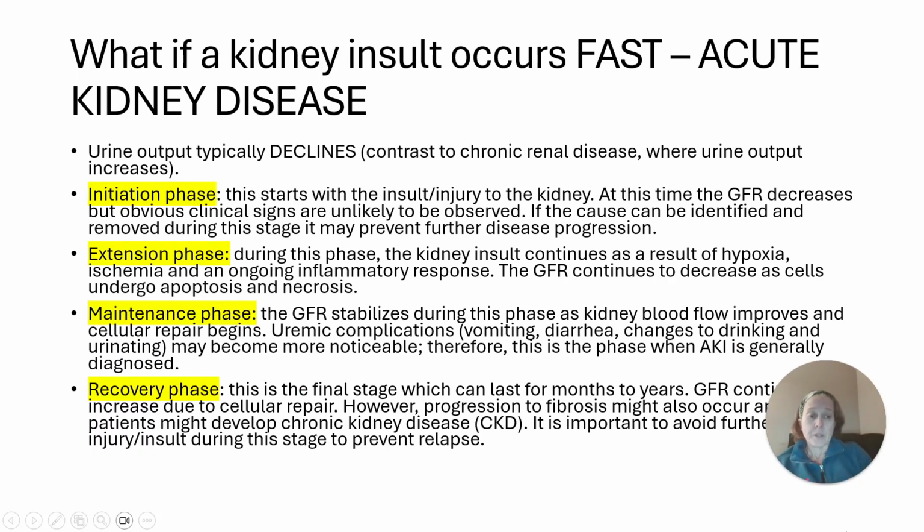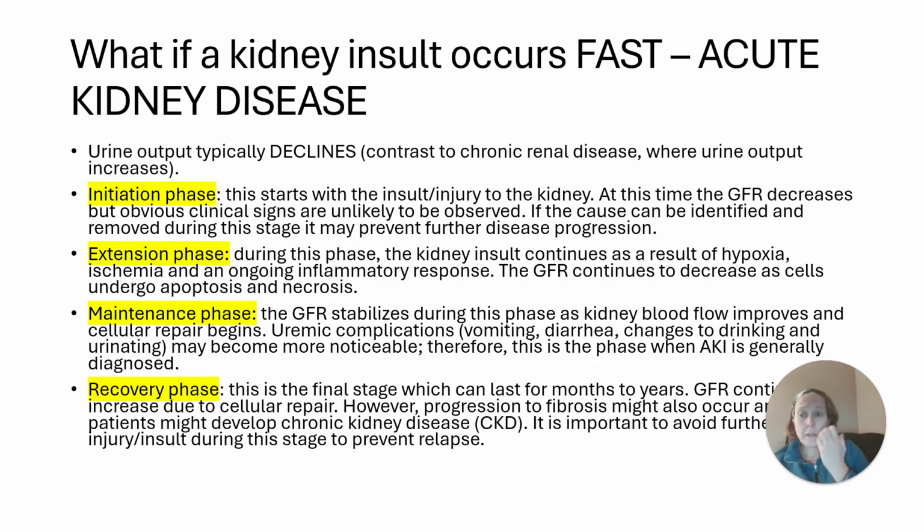All right. So a lot of chronic kidney disease happens slowly. So what happens when kidney disease occurs quickly? What happens when there is a very sudden insult to that kidney? In those situations, we call it acute kidney disease.